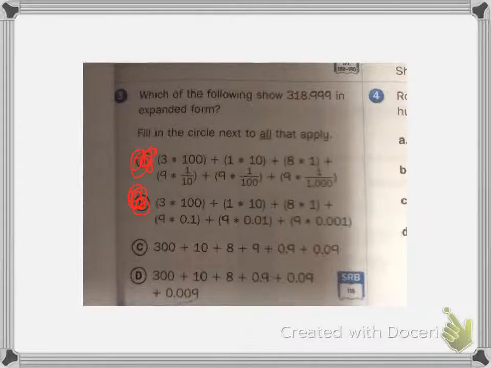Next we have 300, which is right, plus 10, which is good, plus 8, which is good, but then we have this 9 here. We already have an 8 in the ones place, so we can't also have a 9 in the ones place. So C is not correct. D says 300 plus 10 plus 8 plus 9/10ths plus 9/100ths plus 9/1,000ths. So D is also correct. So you should have A, B, and D shaded in.